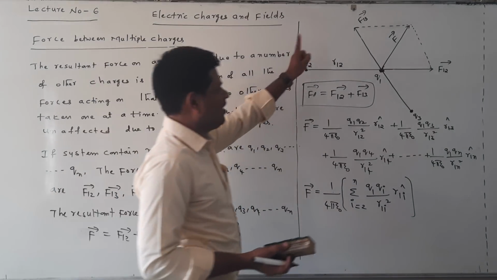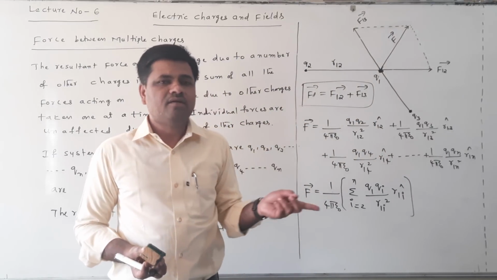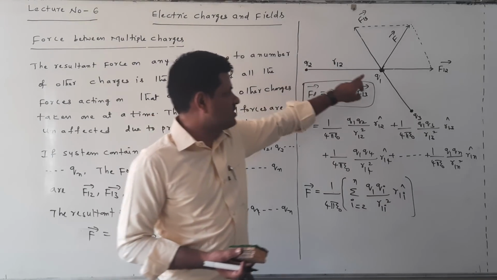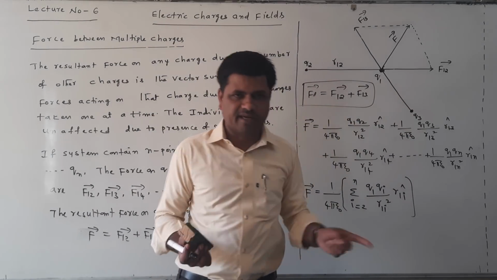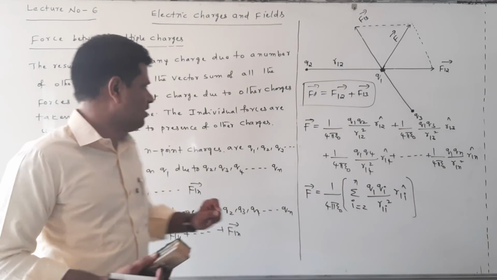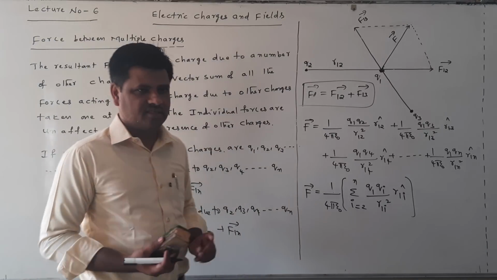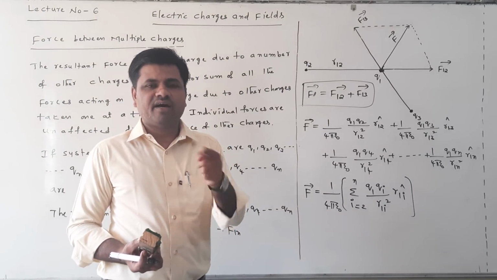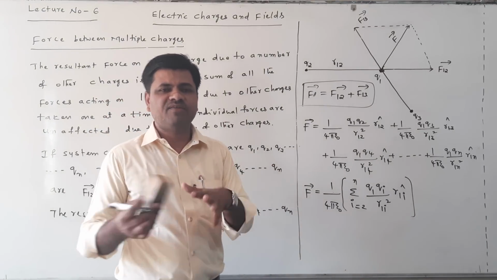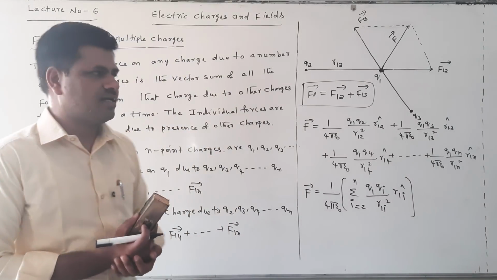The force acting on the Q1 charge we have to find means the force on Q1 due to the Q2 charge is taken, and the force on Q1 due to the Q3 charge is taken. The force between Q2 and Q3 is not taken. That is the meaning of this. The individual forces are unaffected due to the presence of the other charges. Only the forces acting on Q1 due to the other charges are taken. The remaining forces acting between the charges are not taken. This is called the force between multiple charges.